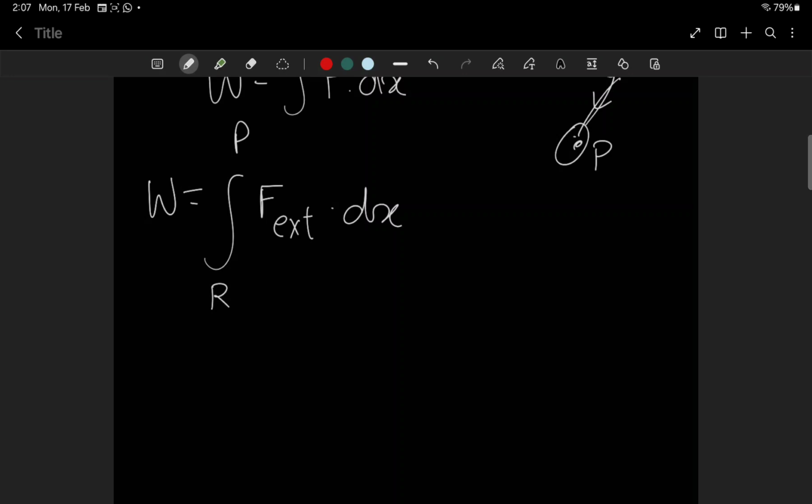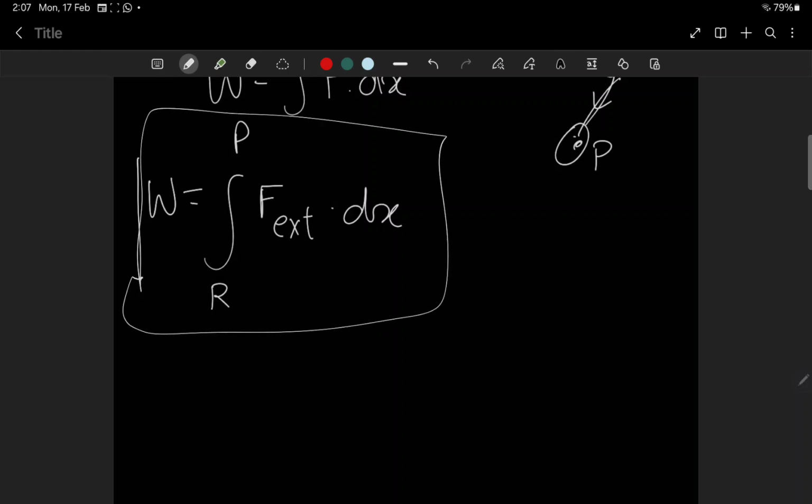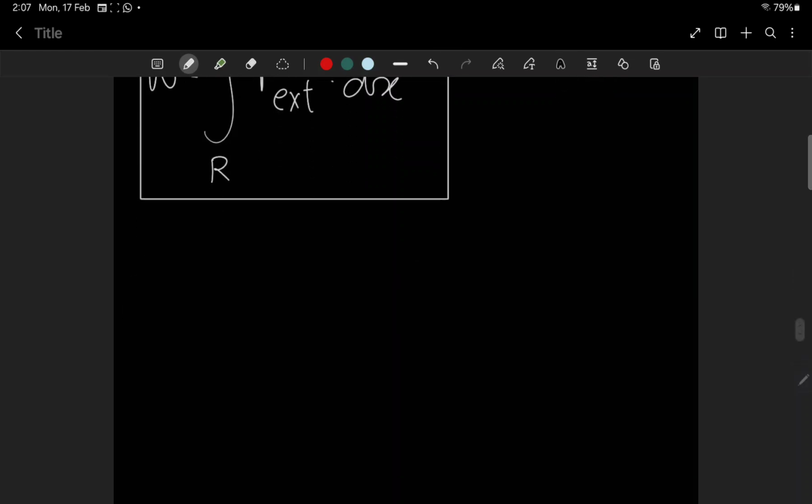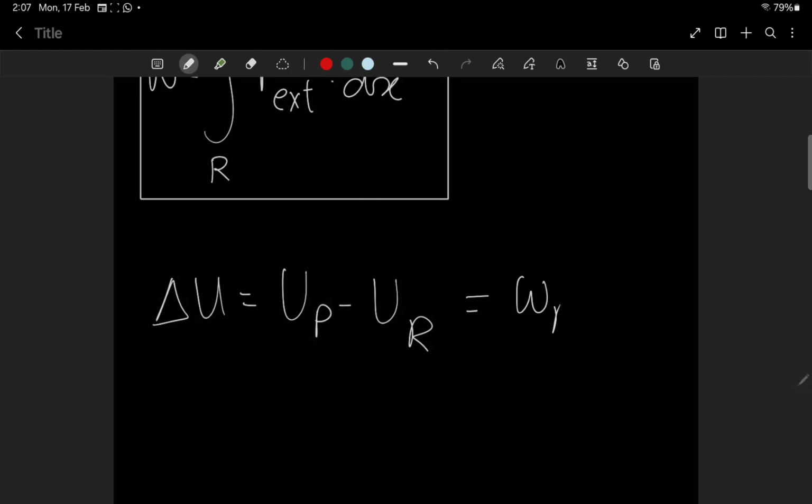By this, if we integrate, we get the work done. You understand that change in potential energy is equal to U_P minus U_R, U final minus U initial, that is equal to W_RP. This is the potential energy difference. So these are normal things told here: what is potential energy, what is kinetic energy, etc.